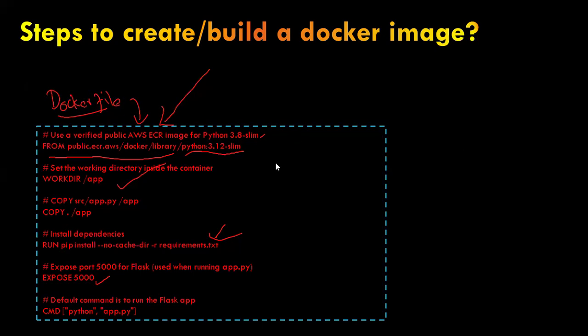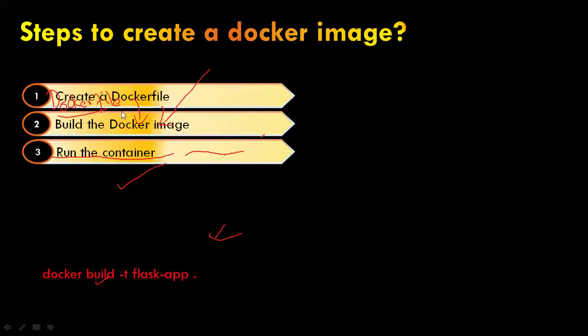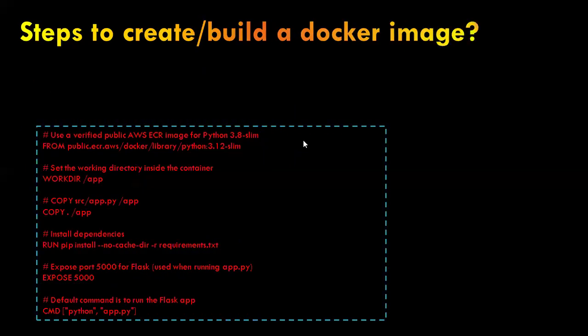What is the next step? The first step was to create a Dockerfile, and now we have created it. I explained each and every line of the Dockerfile, and the next step is to build the Docker image. How do you build it? docker build -t flask-app. The -t stands for tag. You give some name for your application. Since it's a Flask app, I just mentioned flask-app, but you need to give some meaningful name.